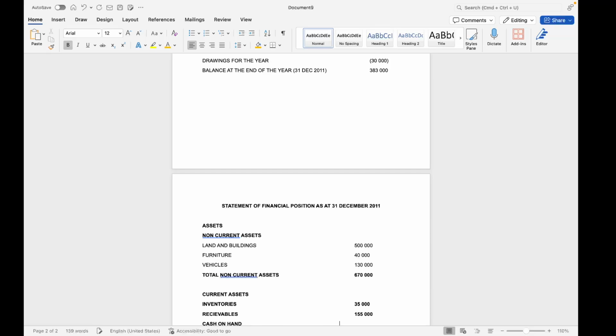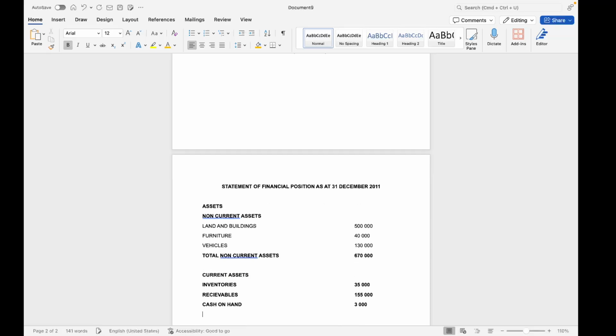Usually, if it's not cash on hand, it's going to be bank, right, guys? Bank is also a current asset, meaning that our total current assets equate to how much? 185, 190. So it's going to be how much? 193, right? So 193,000, like this.